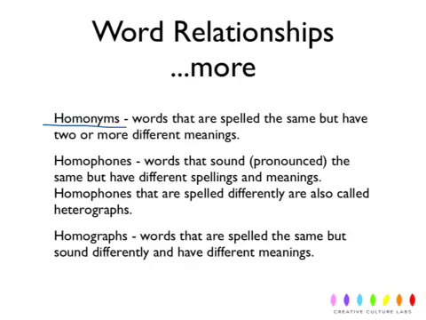Homonyms, these are words that are spelled the same. These ones can be particularly confusing, so please do stress the difference in the words. Homophones, these are words that sound the same, but they have different spellings and meanings. Homographs, these words are spelled the same, but sound differently and have different meanings.